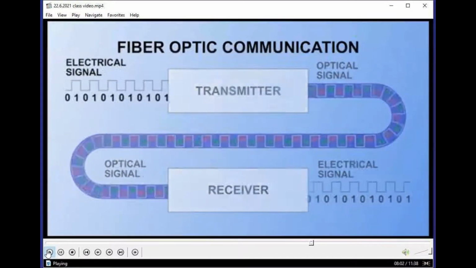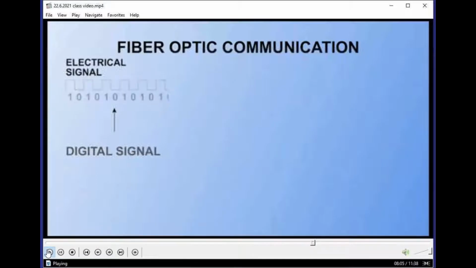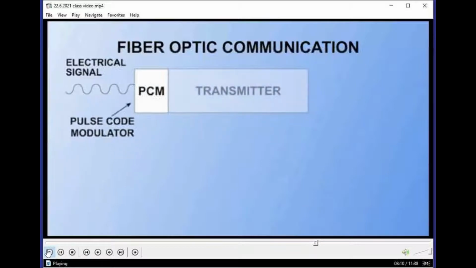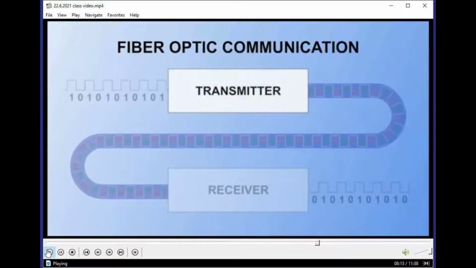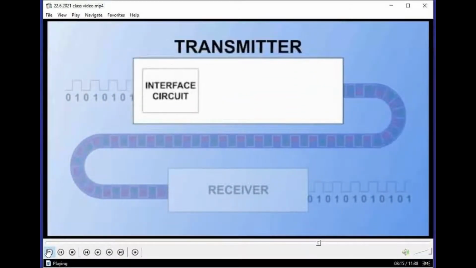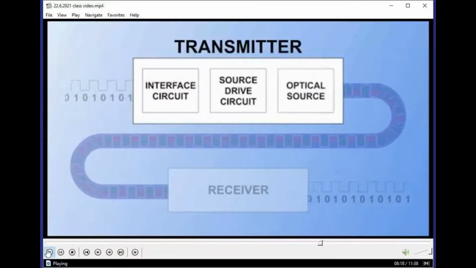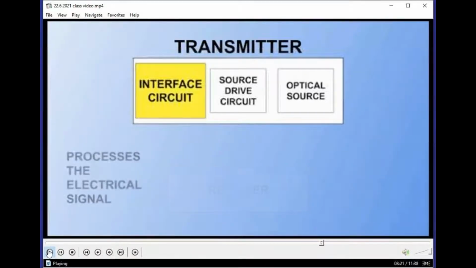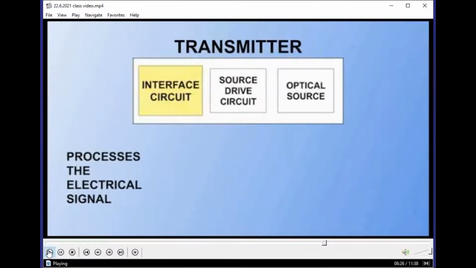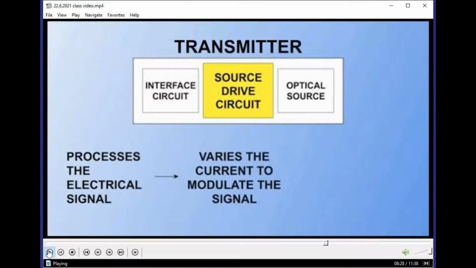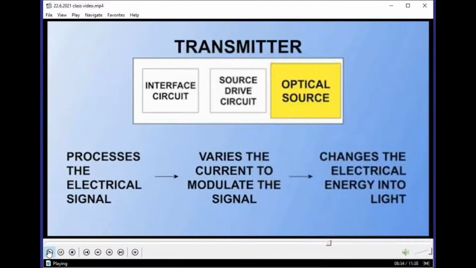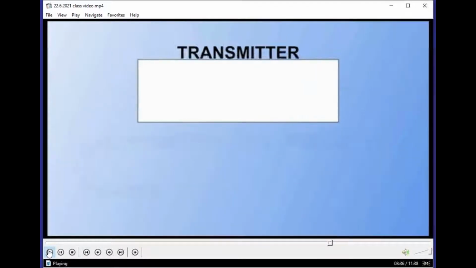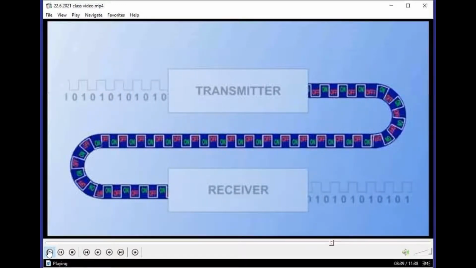Them to digital form. The electrical signals can be either digital or analog. Analog signals also require use of a pulse code modulator to convert them to digital form. The transmitter is composed of an interface circuit, source drive circuit, and the optical source. The interface circuit processes the electrical signal, making it compatible with the source drive circuit. In turn, the source drive circuit varies the current to modulate the optical signal. Finally, the optical source changes the electrical energy into light. The pulses of light are sent through the transparent core of the cable.